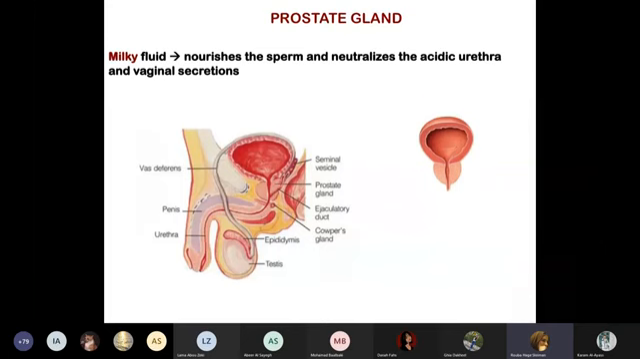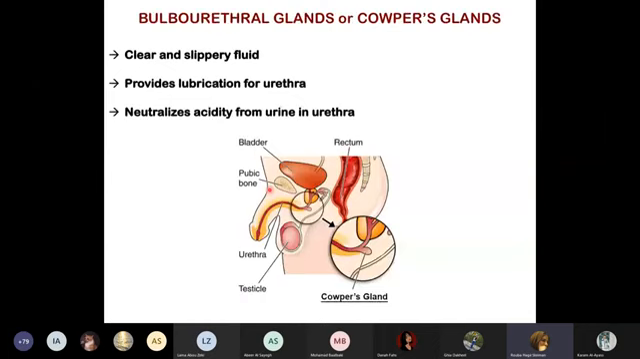The last gland is the bulbourethral gland, or we call it the Cowper gland. There are two, so bulbourethral glands, Cowper glands, one on each side. These glands secrete a clear and slippery fluid. This fluid, like a mucus fluid, will neutralize the acidity from urine in the urethra, but will also provide lubrication. It is a pea-sized gland that is located on the sides of the urethra just below the prostate gland, and it is very important for lubrication.